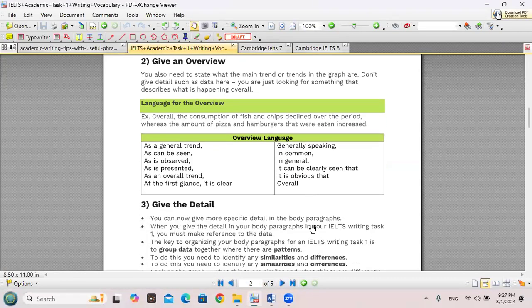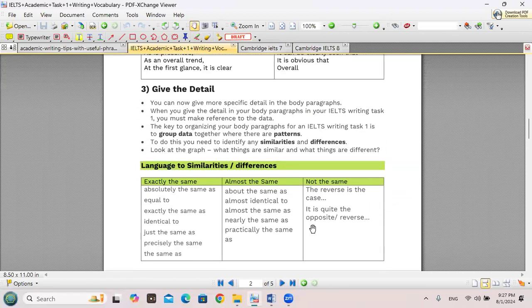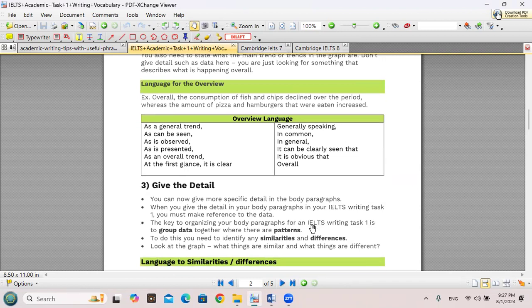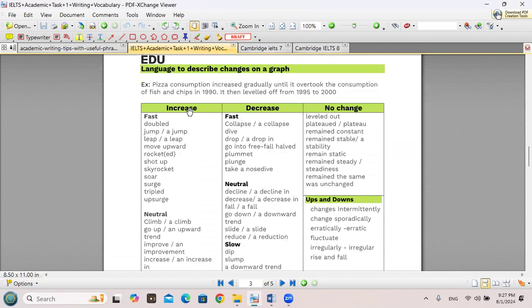You have this one here. Yeah, I'll share it with you. This one is really good. Forget about this part for now, this is just an overview. I like this one: we have increased, decreased, no change, and ups and downs.